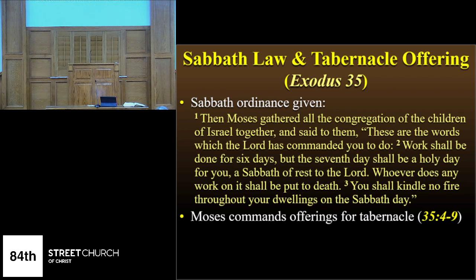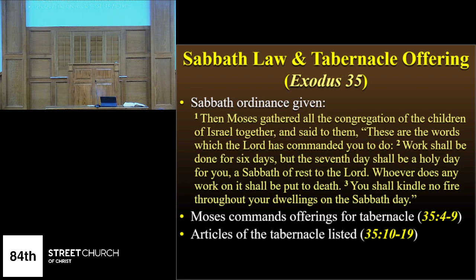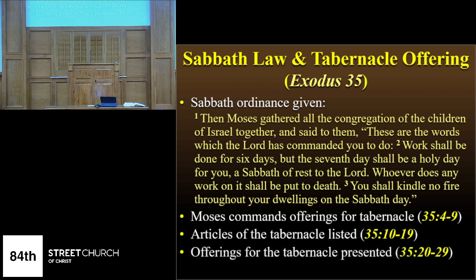In verses 4 through 9, you have Moses giving a commandment of the offerings, the free will offerings, that we talked about. God told him about it in chapter 25. The articles of the tabernacle are listed in chapter 35, 10 through 19. Then you have the offerings for the tabernacle being presented in chapter 35, 20 through 29. And then you have the artisans that are called for the tabernacle, and that's to build it, being given in verses 30 through 35. So we got everything ready, right? It's going in the right way.